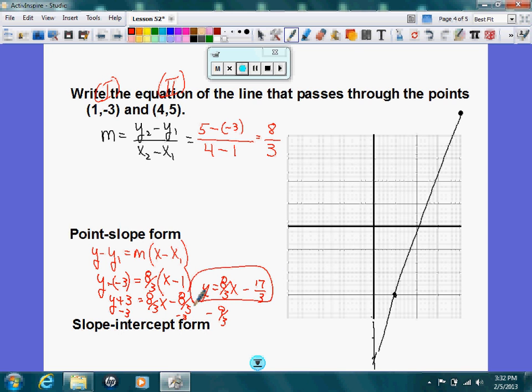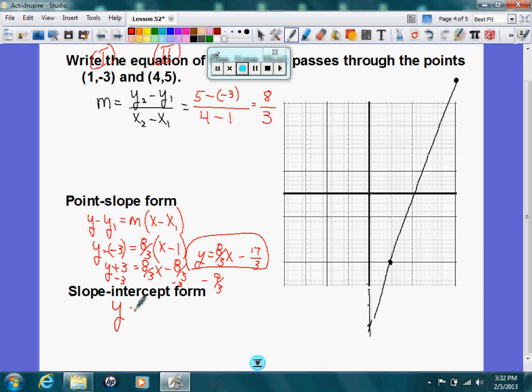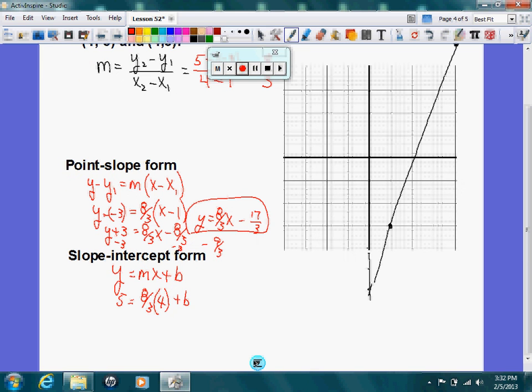Now let's do it in slope-intercept form. Use that formula. What is that formula? y equals mx plus b, and see if we get the same thing. Okay, so we know our slope already is 8 over 3. We pick one of the points. Let's pick this one. We could pick this one, it really doesn't matter. The y value is 5. So 5 is equal to 8 over 3 times the x value at that point, which is 4, plus b. Let's multiply this, 32 over 3, plus b. Let's move the 32 over 3 to the other side by subtracting 32 over 3 from both sides.